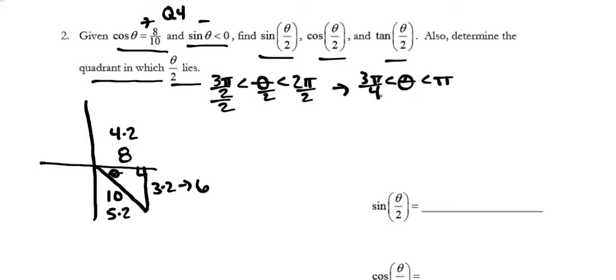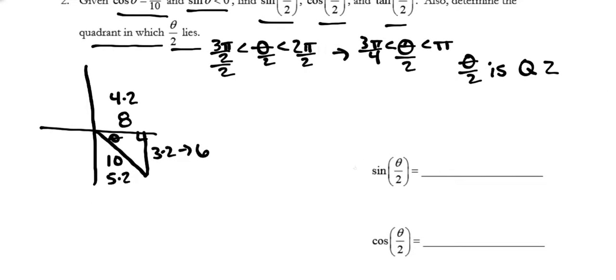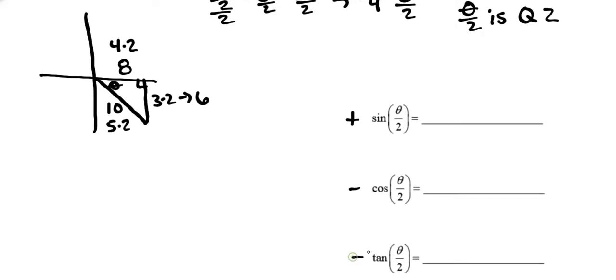Okay. In other words, another way to think of it is if you're in quadrant 4 and you divide that by 2, you are now in quadrant 2. So theta over 2 is in quadrant 2, which means that my sine is going to be positive, my cosine is going to be negative. Okay? And my tangent should come out negative as well.